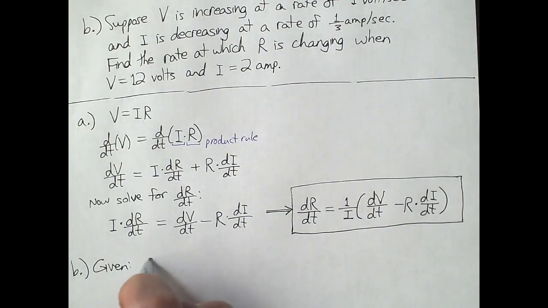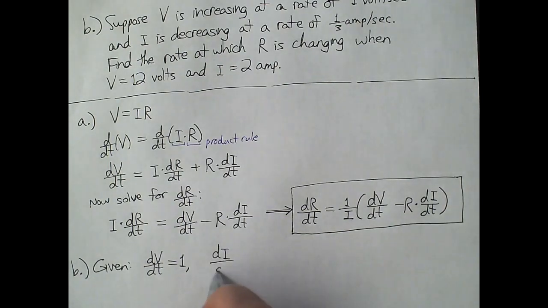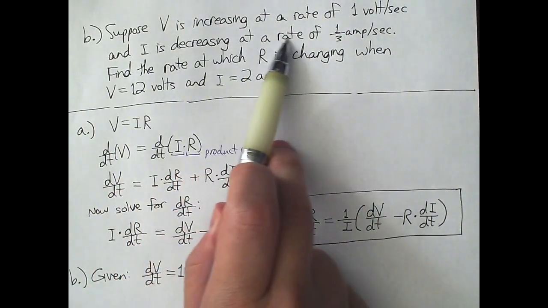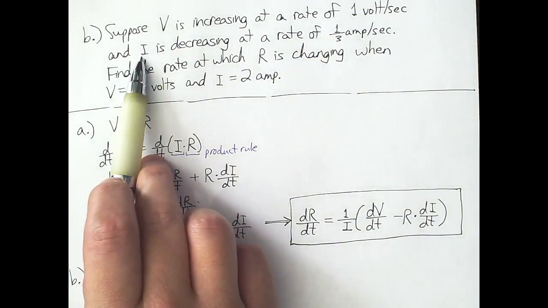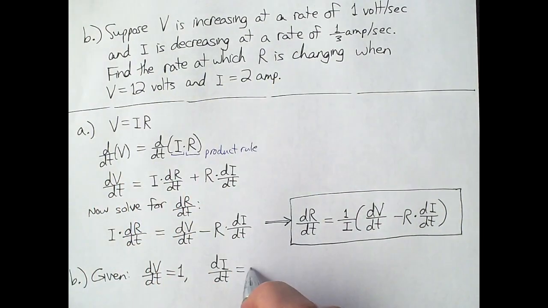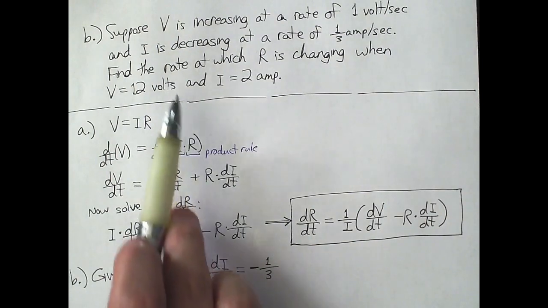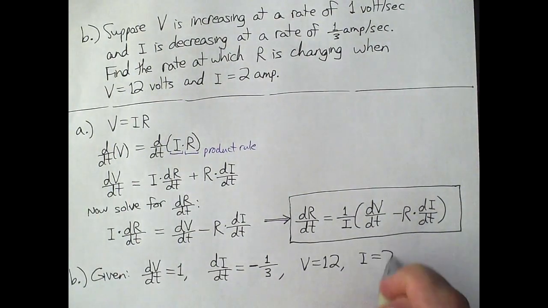So we're given dv dt equals 1. We're given di dt equals, let's be careful here. Is it 1/3? It says I is decreasing at a rate of... We haven't really seen the word decreasing today until now. When a rate of change is decreasing, it means it's negative. Okay, so increasing is a positive rate of change. Decreasing is a negative rate of change. We're also given v equals 12 and I equals 2. So that's all the stuff we're given.